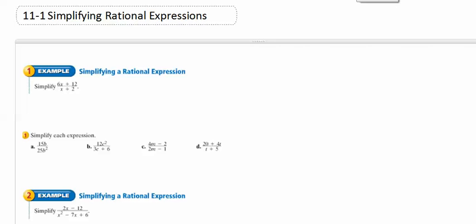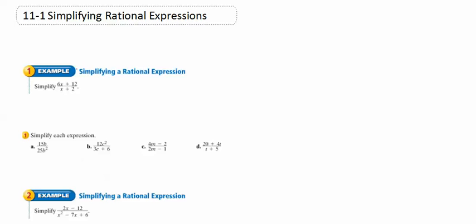Okay, so today we are going to be simplifying radical expressions. It's 11-1. All right, in the first example it says simplify a radical expression. So we have (6x + 12)/(x + 2).